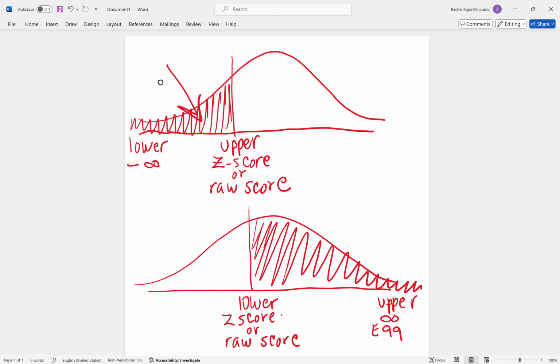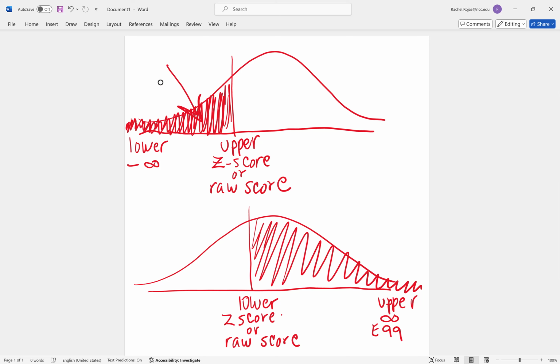Now, remember what I was saying in the last lecture. Technically, the tail on the normal distribution gets closer and closer and closer to the horizontal axis, but it never touches. So if we're shading the area to the left, technically the shading never ends. The area just gets tinier, tinier, tinier, and tinier. But it technically reaches negative infinity in terms of score.